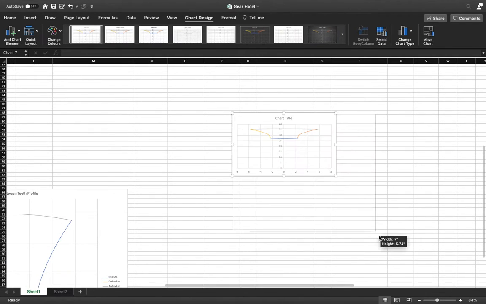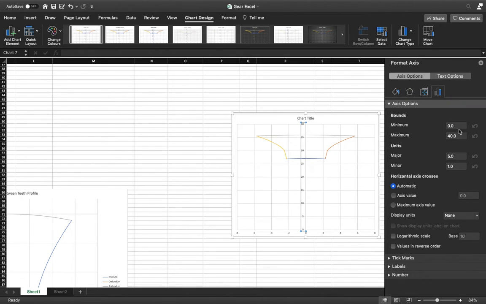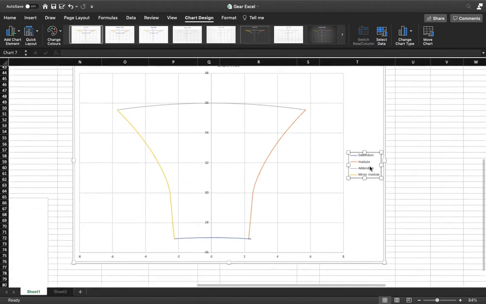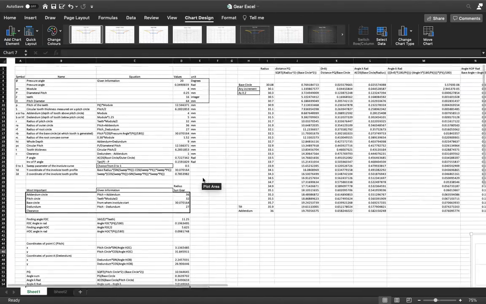Okay, we get this fine. Does not look really pretty, so I'm gonna make the minimum value here 25. Will it become clear? How about 26? Yes. Just to make this clear, as we can see here, the blue line is the dedendum. We have the involute right here, mirror involute, and the addendum on top, and this is the profile that we are looking for, and this is it.